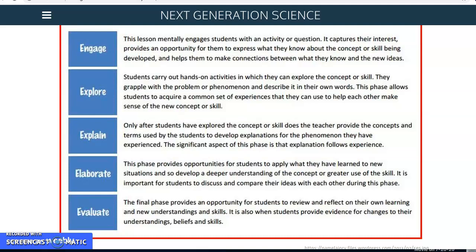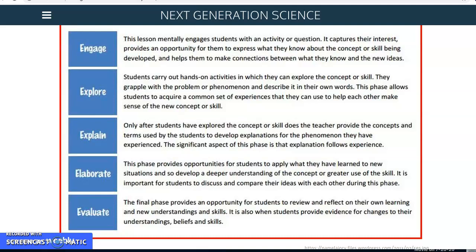So after students have explored that concept or skill, in this case, talking about inheritance, genetics, then that's when we're really going to get into vocabulary. And we're going to help students to develop explanations for the phenomena that they experienced. So they're using their own thinking through that explore. Now is when we're going to get into some more teacher-facilitated learning.